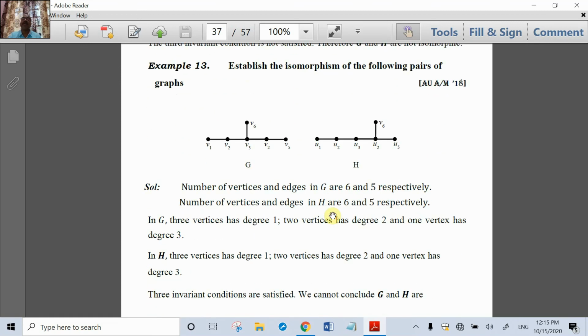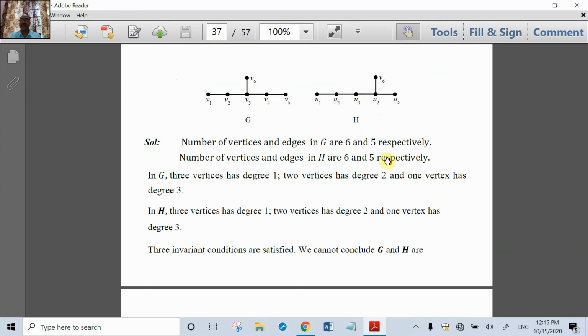But in this problem, all conditions are satisfied: the same number of edges, the same number of vertices, and the degrees are also the same. Here the degree of V6 is 1, here also the degree of V6 is 1. The degree of V1 is 1, here also the degree of U1 is 1. The degree of V5 is 1, here also. But here V6 is in the middle part, while here it is at the end. Therefore, these two are not isomorphic.